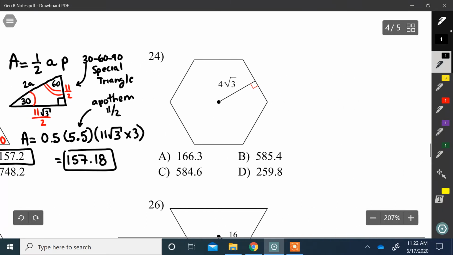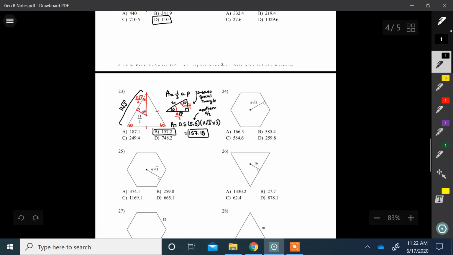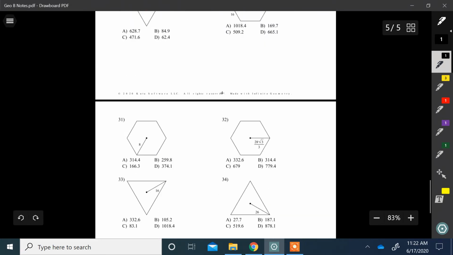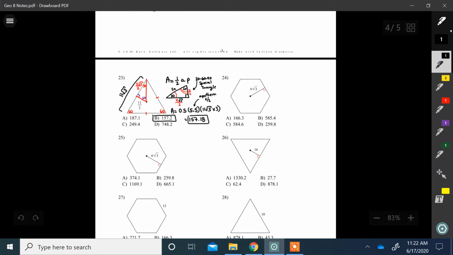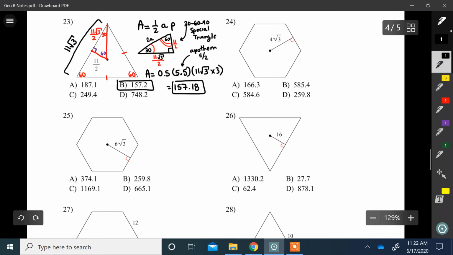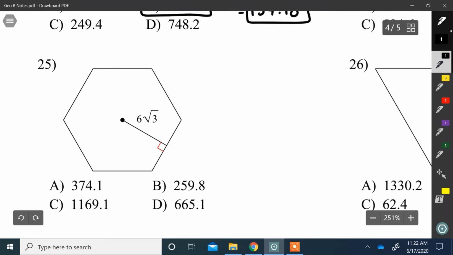Okay, now let's deal with this one here. And I'll do a couple of those for you, because those are pretty challenging, guys. I'm not going to lie, they are challenging. So I'm actually going to have you do number 24. And I'm going to take a look at number 25 for you.